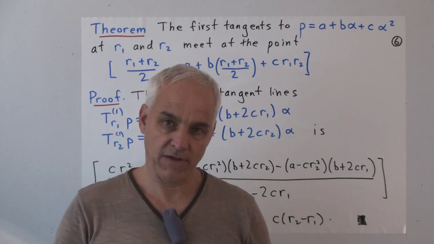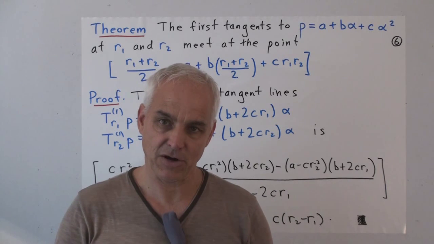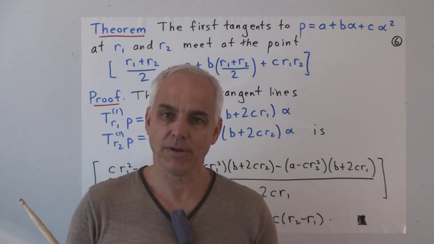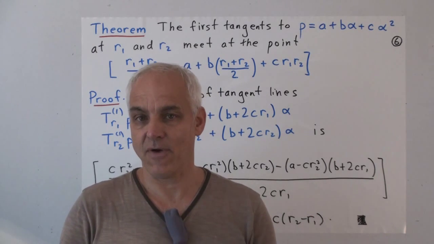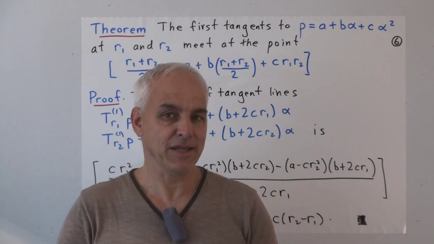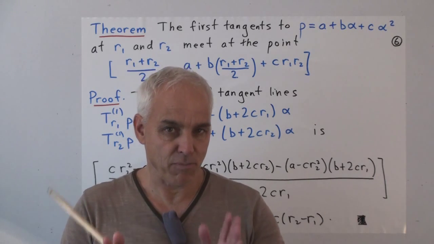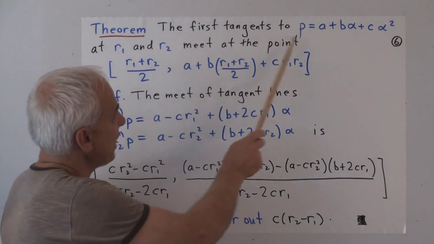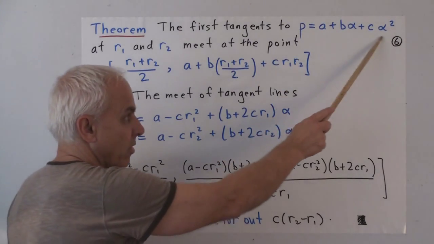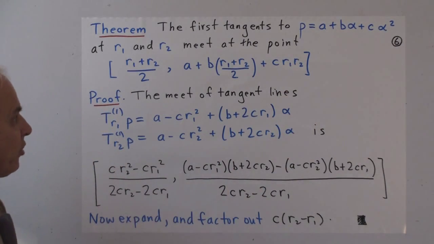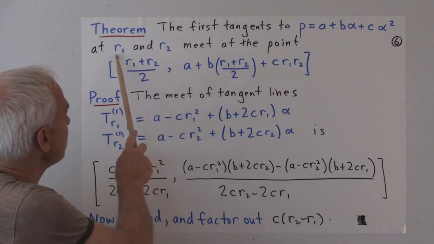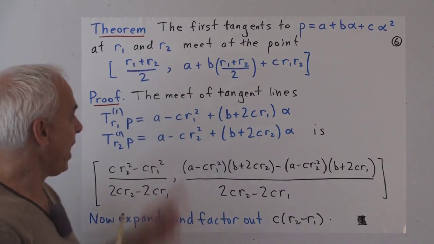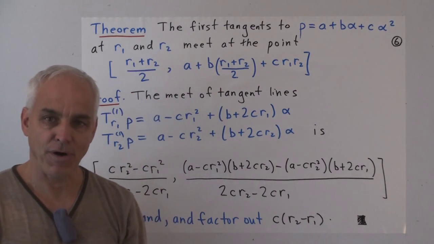school courses or even in first year, second year courses at uni or college. It's a bit of a shame because these are natural, easy to prove consequences of what we've already done, and I think they're geometrically interesting facts about parabolas. All right, the first one is that if we look at tangents to a general parabola or general quadratic polynomial, and those tangents are at R1 and R2, then the two tangents will meet at a point. And here is an explicit formula for where they meet.